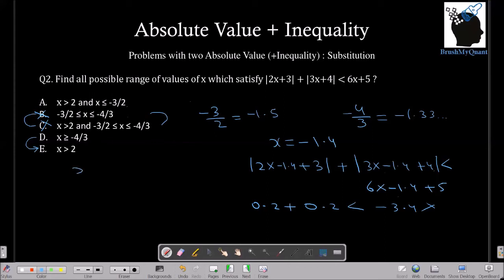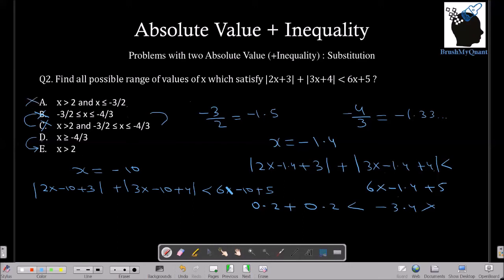So we can take a very small value of x, let's say minus 10, and substitute. So you will get mod of 2 into minus 10 plus 3, plus mod of 3 into minus 10 plus 4, should be less than 6 into minus 10 plus 5. Now I don't even need to check that, because the left hand side will be non-negative and the right hand side is already negative. So definitely option A is also not true.